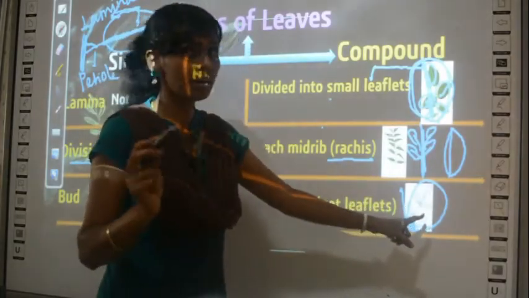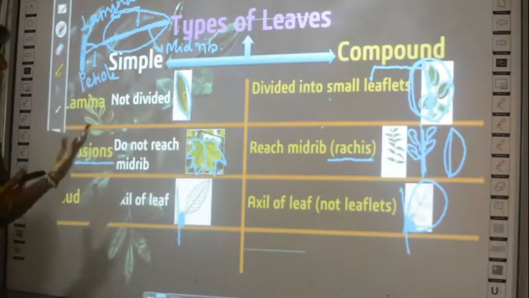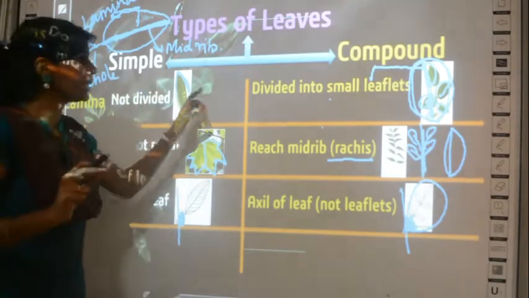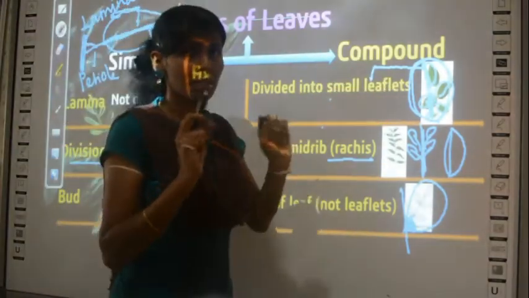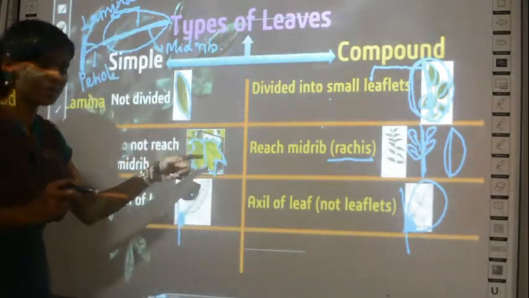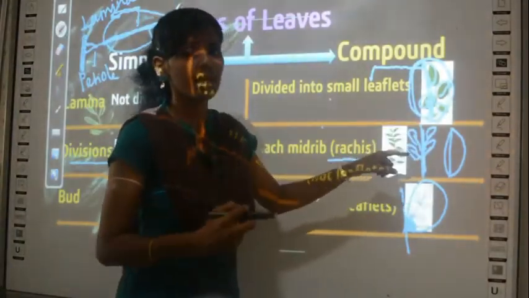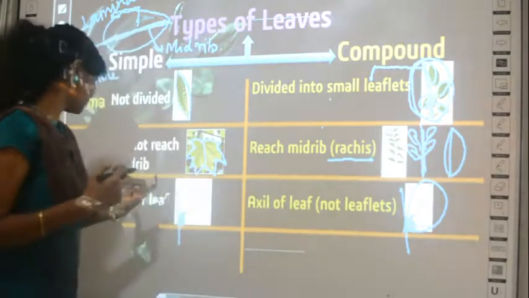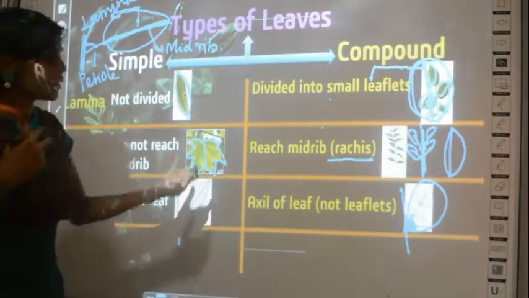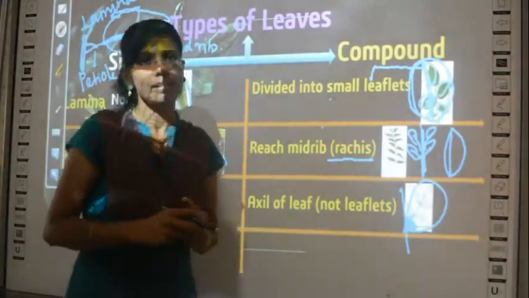Here all buds will not be formed in the case of compound leaves. So these are the three differences. What are they? The lamina is single, big, and not divided. Here the lamina is divided into small leaflets. Second, in a simple leaf, even if it is divided, it will not reach the midrib. If it is divided, it will reach the midrib, which is called the rachis. And then the bud is formed, always in the axil of the leaf. Here also buds are formed in the axil of the leaf, but never in the leaflets.